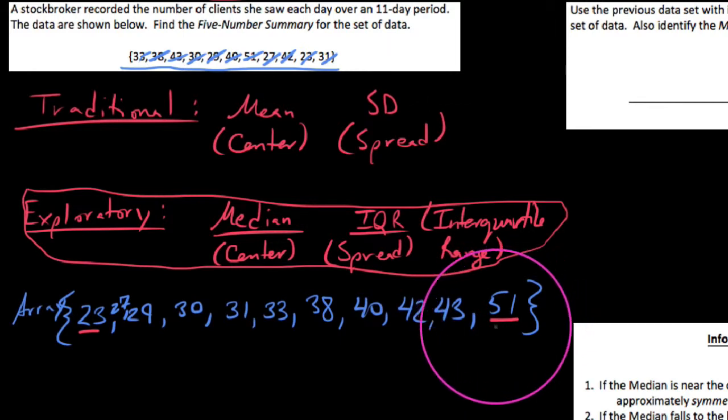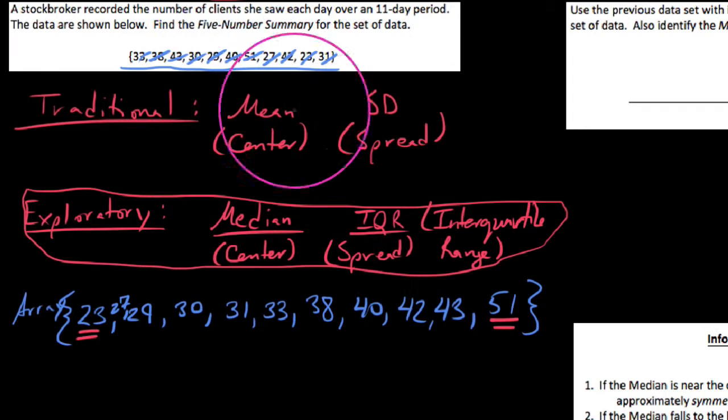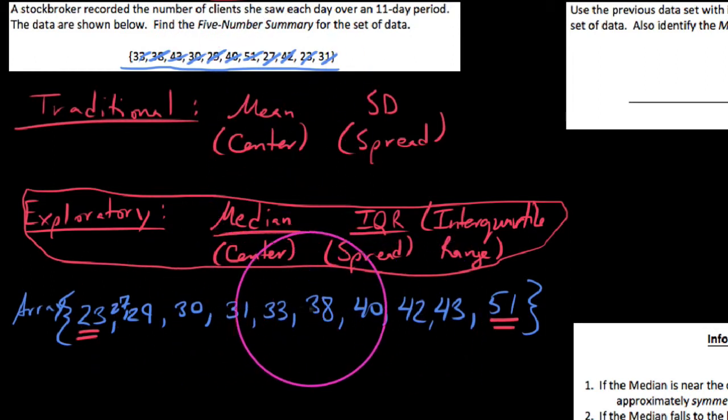Those are 2 of our values. So the nice thing about the 5-number summary is those are kind of gimmies. Now, in order to find the quartiles, what we're going to do is split this data set in half, and then we're going to split the halves in half.